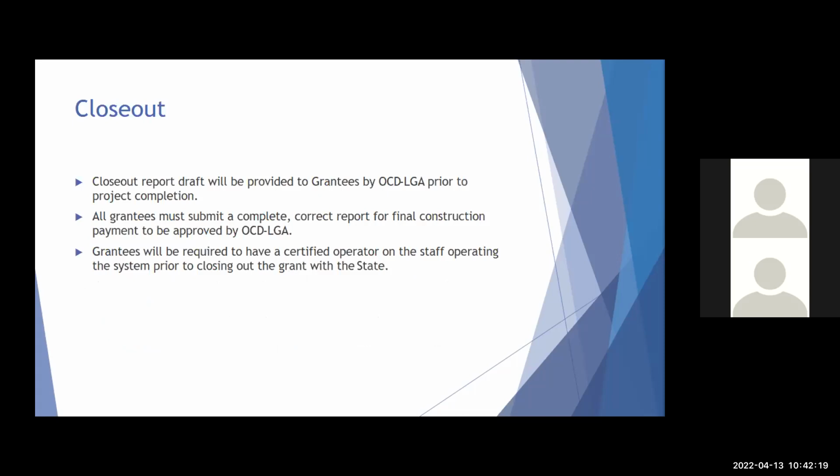A closeout report draft will be provided to grantees prior to project completion. We don't have that document at this time to make it available to you, but we will provide it to you before anyone is nearing completion. All grantees are going to be required to submit a complete and correct report for final construction payment to be approved by our office. The grantees will be required to have a certified operator on staff operating the system prior to closing out the grant with the state. That requirement is also included in the letter that you received with your authorization to incur costs and your grant conditions letter.